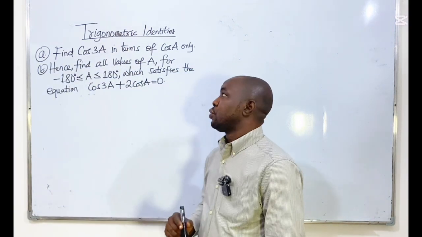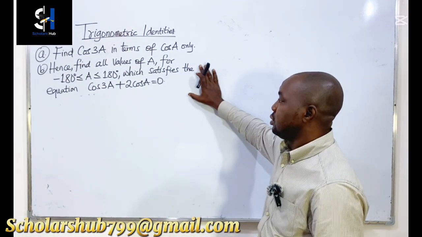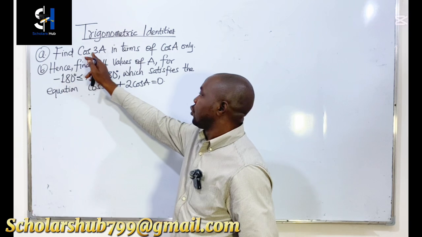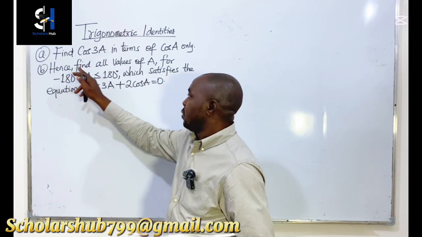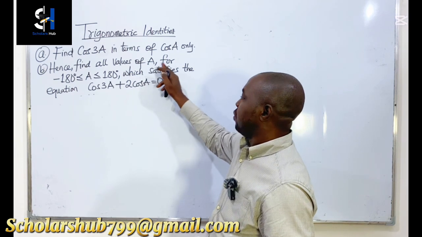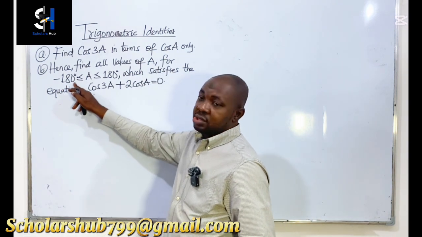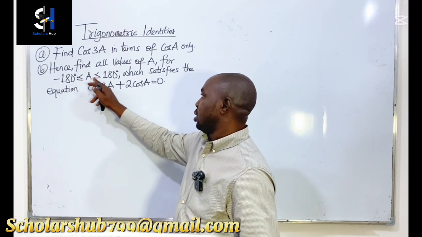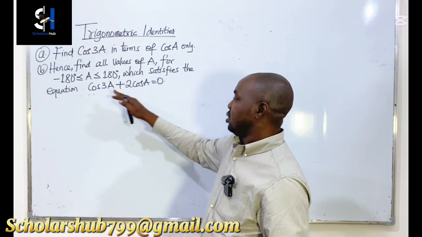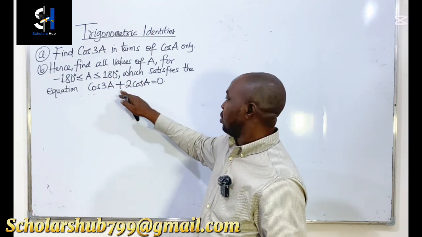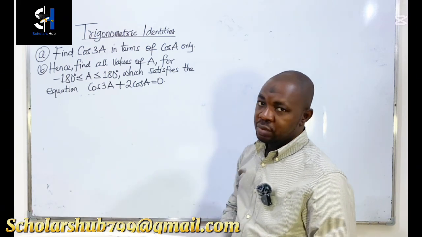Let's solve this question on trigonometric identities. Find cos 3A in terms of cos A only. Hence, find all values of A for minus 180 degrees less than or equal to A less than or equal to 180 degrees, which satisfies the equation cos 3A plus 2 cos A equals 0.